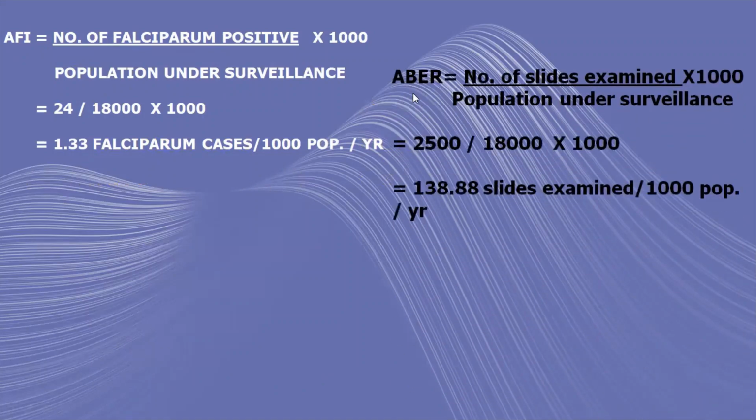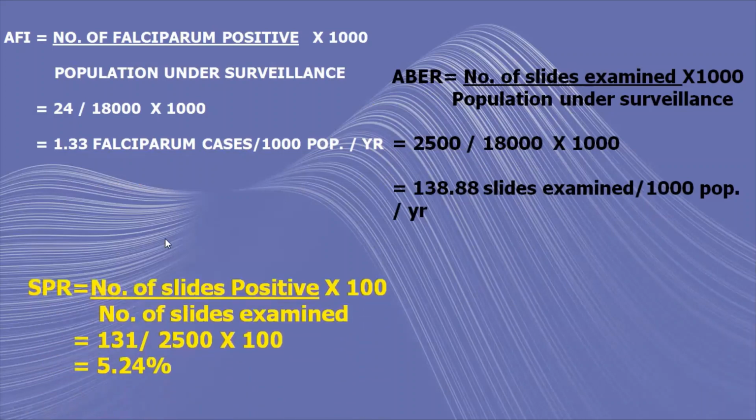Now next is annual blood examination rate. So numerator will be number of slides examined. Then because it is also a rate, population under surveillance into 1,000. So 2,500 slides were examined out of 18,000 population into 1,000. So it comes to 138 slides examined per 1,000 population. Like this, you have to calculate annual blood examination rate.